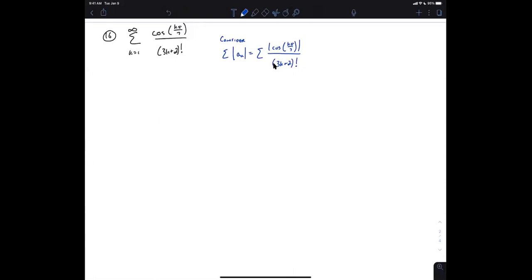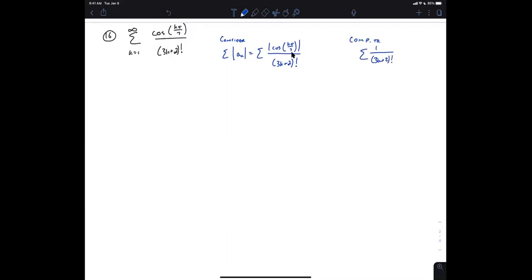But 3k plus 2 factorial is always positive, and so the absolute value of that is itself. Now, the advantage of this is a series that's all positive, which means the comparison tests work. Comparison tests do not work when you're talking about terms that are randomly positive, randomly negative. Cosine, no matter how complicated the inside, is always between 1 and -1. And so the absolute value of cosine is less than or equal to 1. And so we're going to compare this to 1 over 3k plus 2 factorial.